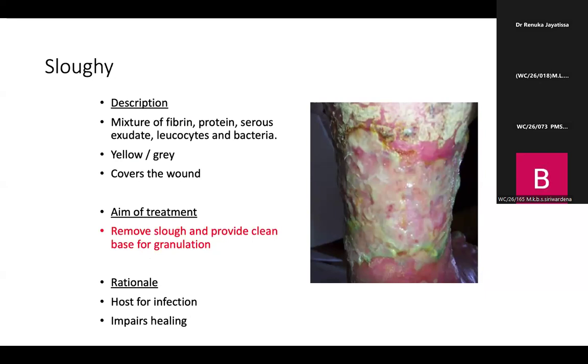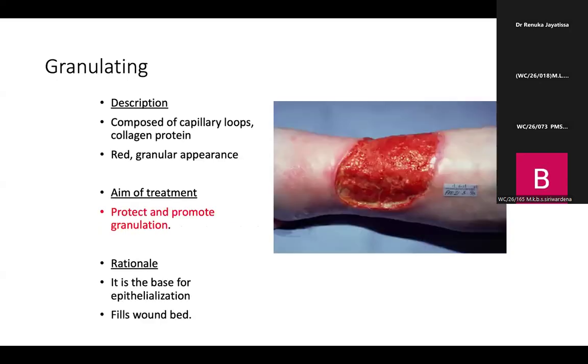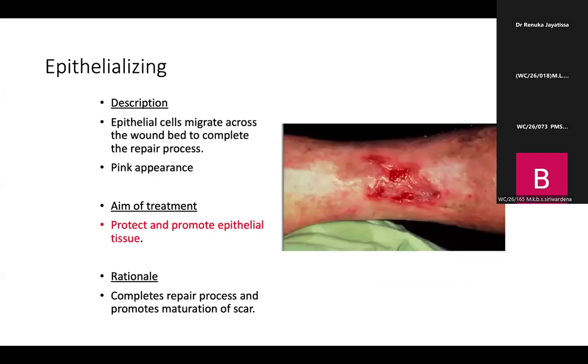Slough itself is not a bad thing all the time, but we do like to remove it if possible, so the healthy granulation tissue can come up and go forwards. Also, sometimes the presence of slough might not allow the wound to epithelialize. So again, we remove all of these things. What you'd love to have is this lovely red colored tissue. You can even put a skin graft on this.